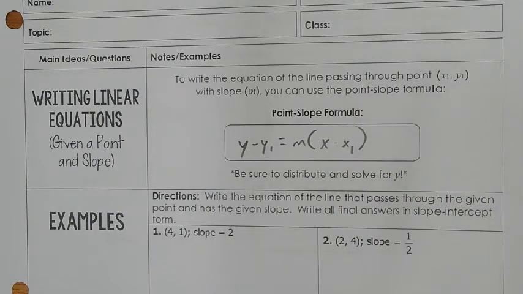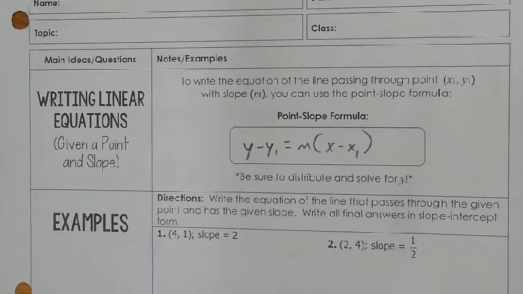So y minus y1 equals m parenthesis x minus x1. Will we see this a lot on our SOA? I've seen a few questions, yeah. I mean, it's not a major thing, but I've seen a few questions on your SOA about it.